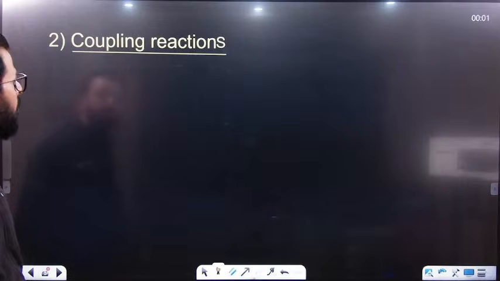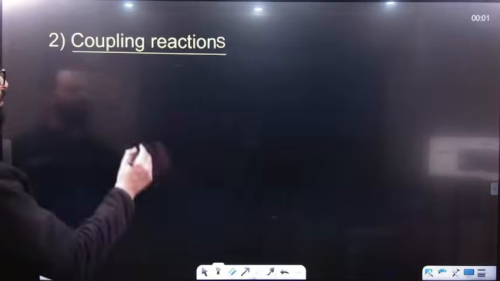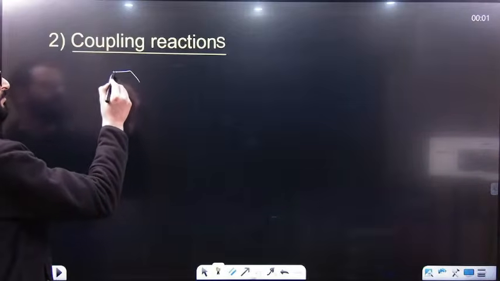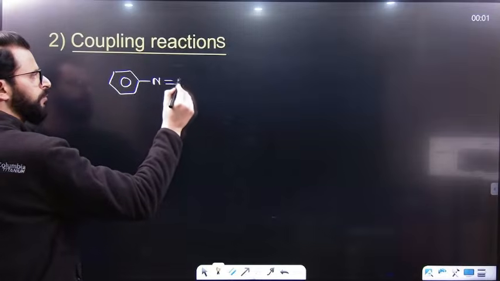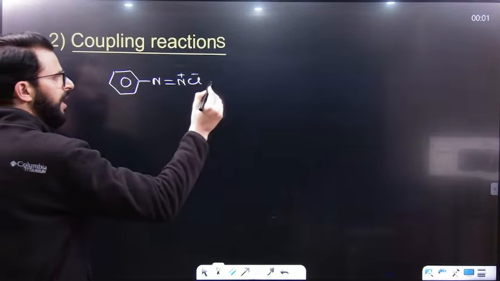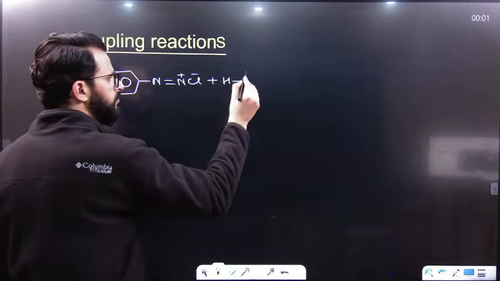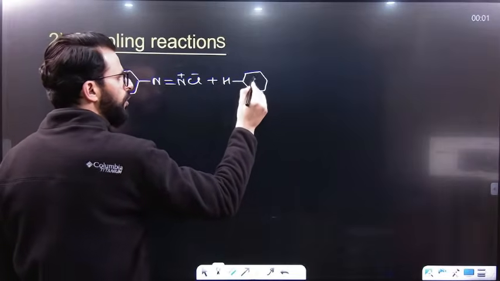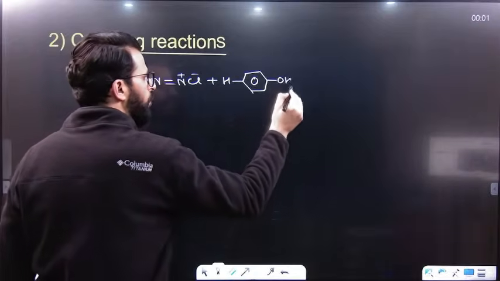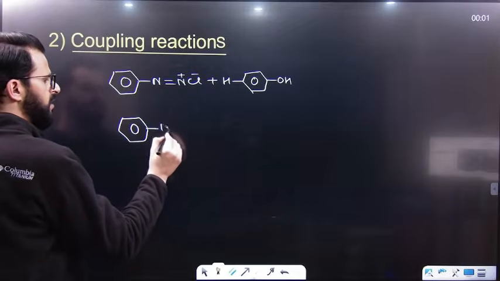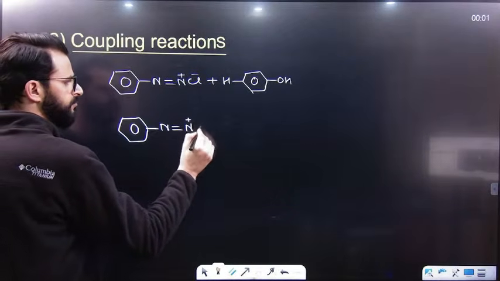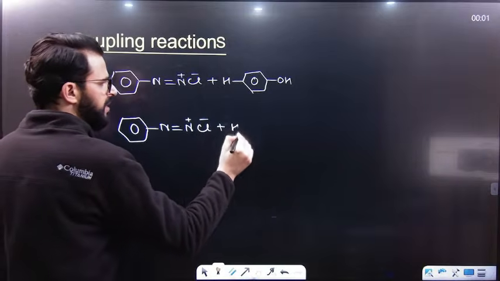After that, we are having coupling reactions. Have a look, this is a very, very important reaction. Whenever you are having a benzene diazonium chloride, it can react with phenol, I mean say it can couple with phenol as well as with aromatic amine, that means aniline.